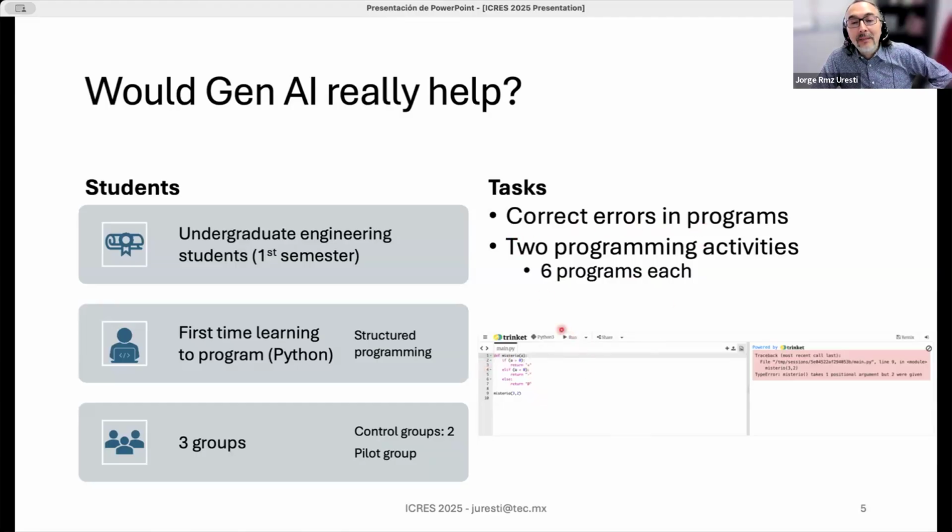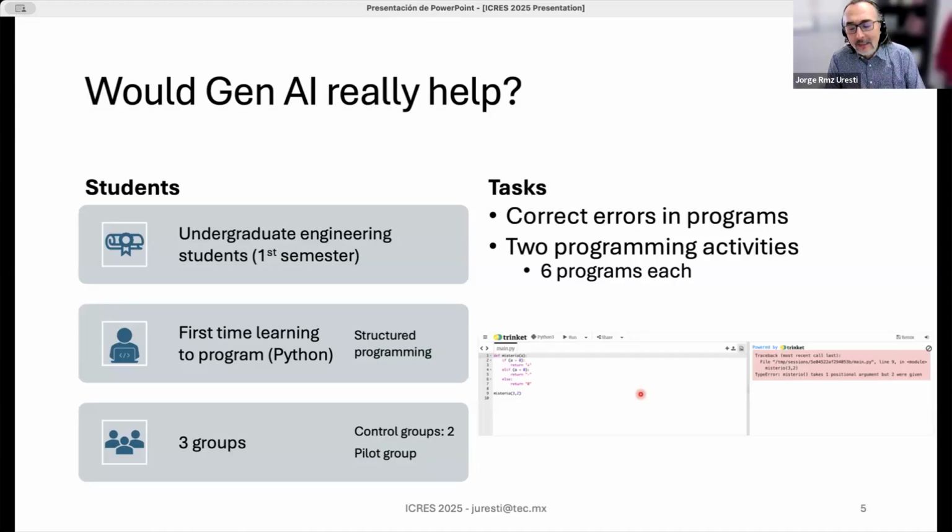So I gave them these programs already programmed by me, and they had some errors. So when they tried to run them, they would have this error here. So they had to try to solve it by using ChatGPT in this case. That was the idea, that they were learning how to understand the output of the errors. So after a while, they would be able, just by seeing the error, to fix it and not use the tool. That was the main idea.